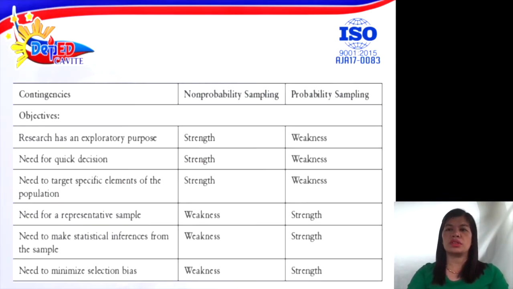So take note that if your research has an exploratory purpose, or you need a quick decision, or you already have target participants, it is better to use non-probability sampling. But if you need a representative sample, and you will apply statistical inference, or you need to minimize the selection bias, then probability sampling is highly recommended.